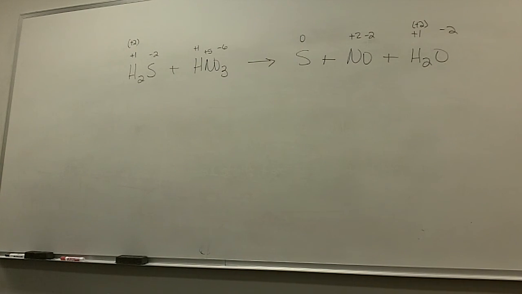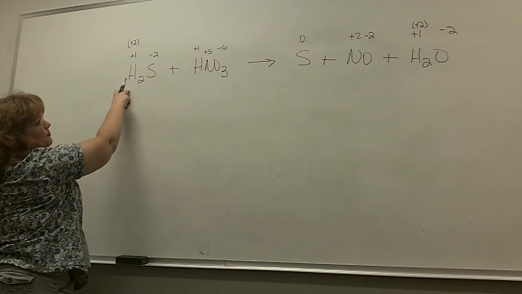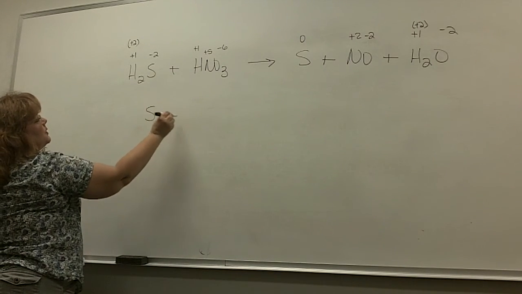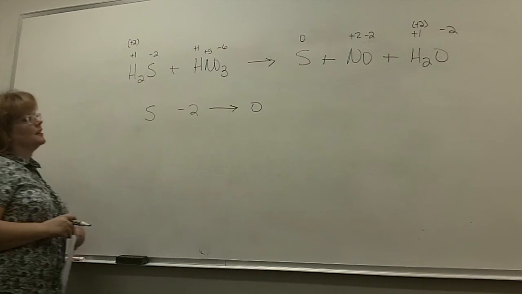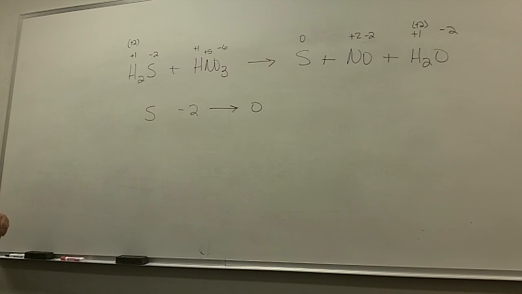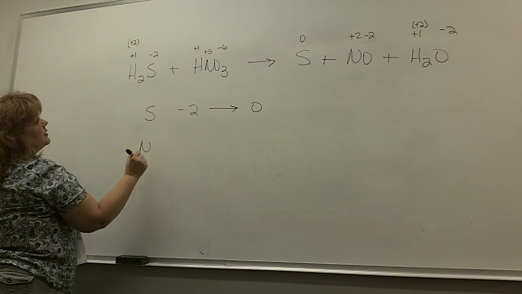So now we gotta balance electron loss and gain by adding coefficients. Oh, wait a minute. Assign oxidation numbers to all elements, making sure my rules are right too. So we've gotta go through. Hydrogen, does it change? No. Sulfur goes from -2 to 0. And what about our nitrogen? Nitrogen goes from +5 to +2.